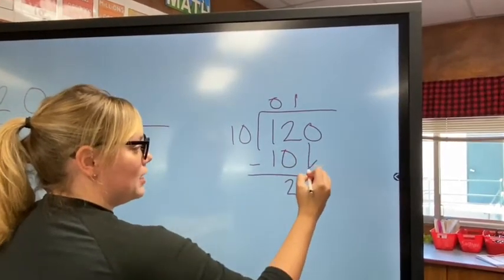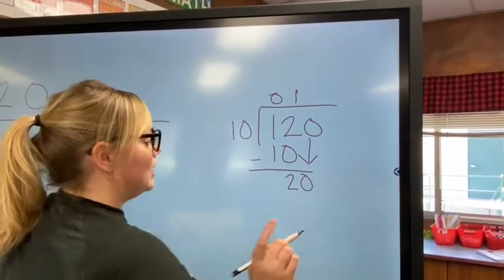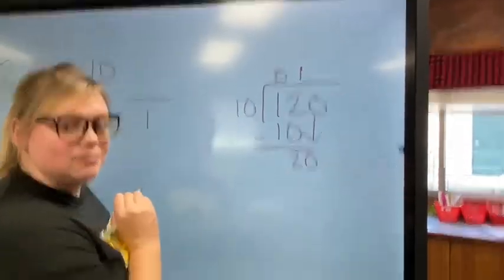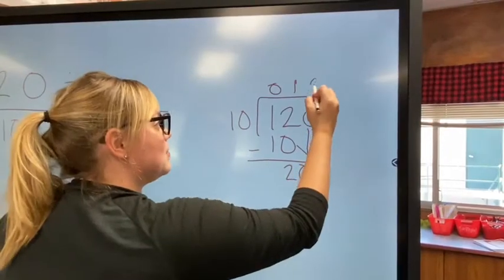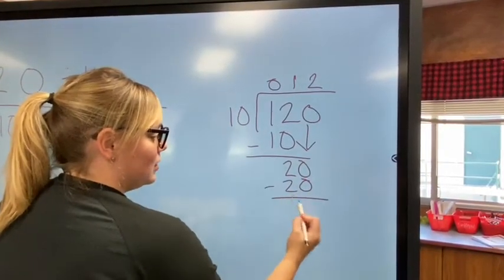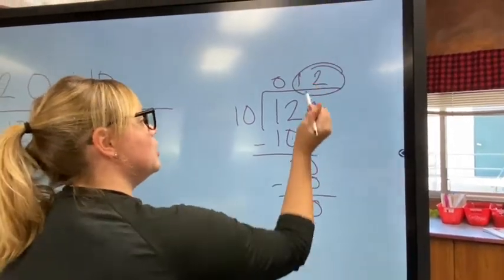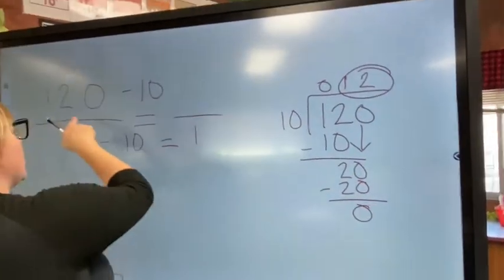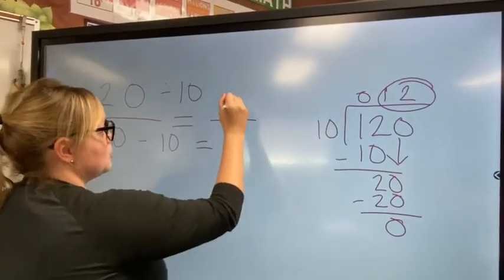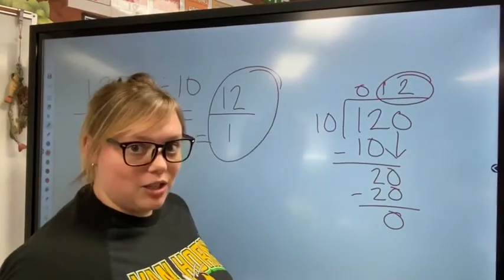I'm going to pull that 0 down because this is the most important part, but most people forget it. Can 10 go into 20? Yeah, 2 times. 2 times 10 is 20. And that equals 0. 20 minus 20 equals 0. So now I see that 120 divided by 10 equals 12. So that is my unit ratio.